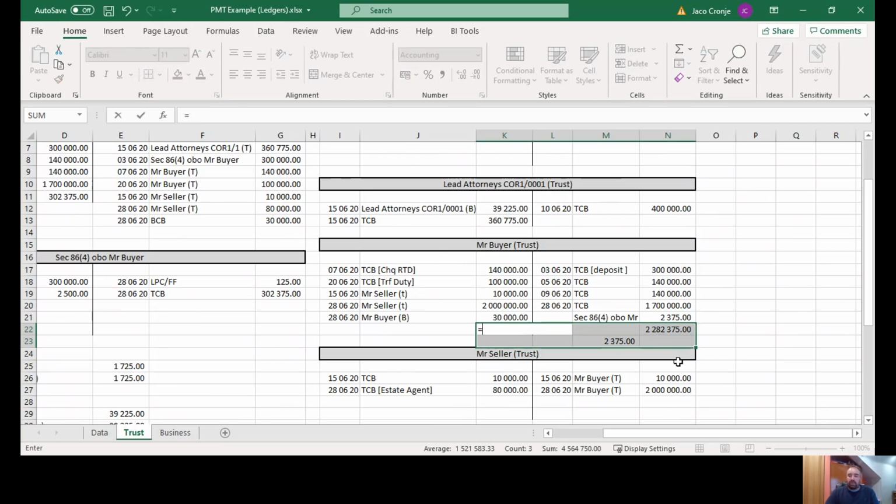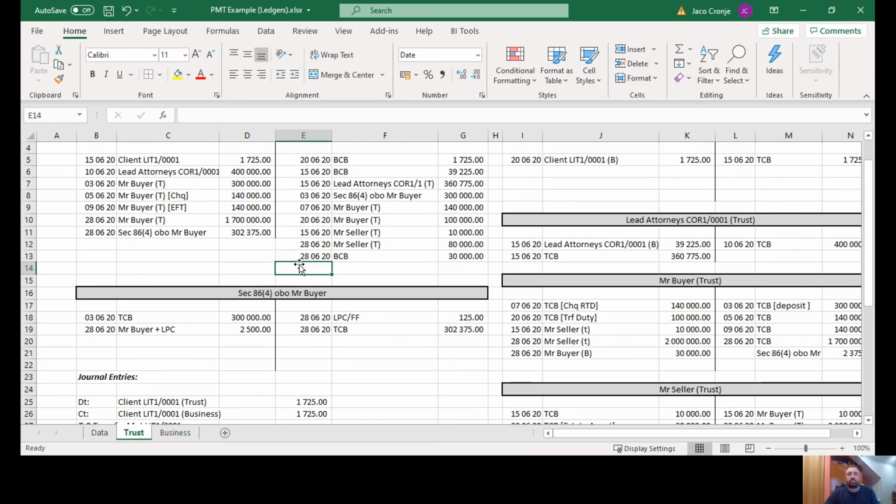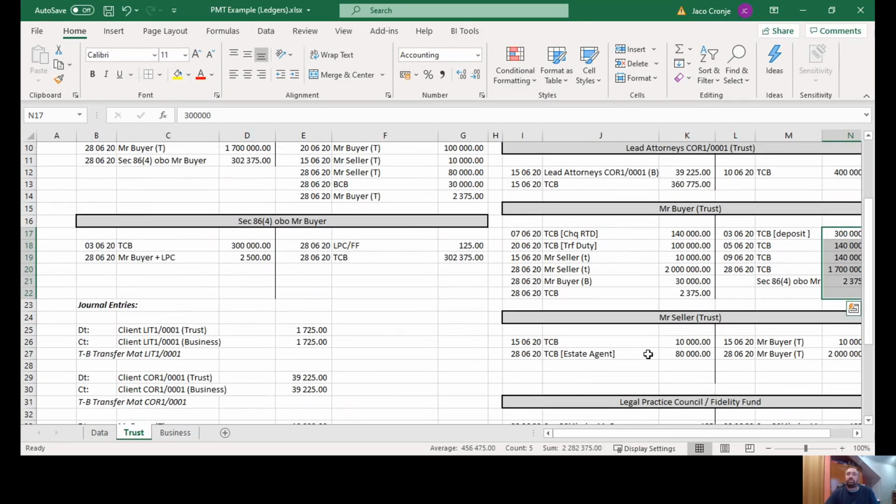So if I want to pay interest out, will that increase or decrease my trust bank? And the answer is that will decrease my trust bank 2375, and I'm paying that to Mr. Buyer. And in Mr. Buyer's account, I'm going to come and go there, TCB 2375. So if I now check my debit side and my credit side, they match each other. So that account is now down to 0.